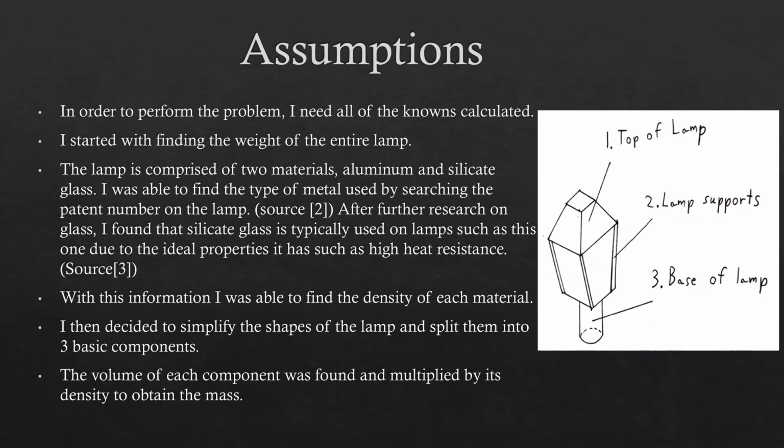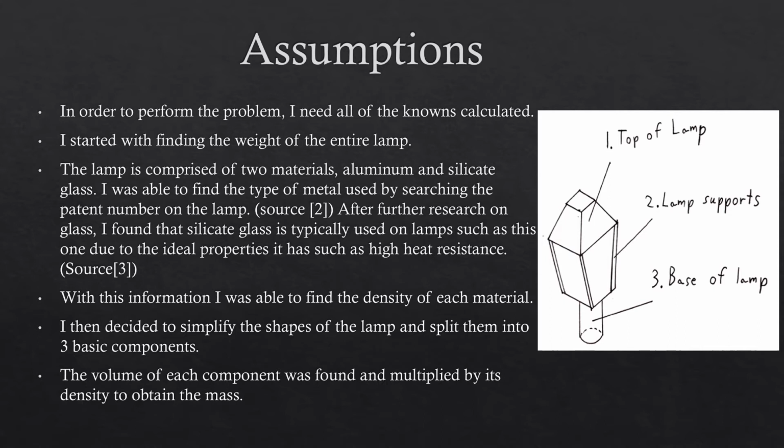In order to perform the problem, I will calculate the knowns. I started with finding the entire weight of the lamp. Through research, the lamp was found to be made of aluminum and silicate glass. I was able to find this through multiple sources, including the patent document found under the patent number searched. With this information, I was able to find the density of each material.